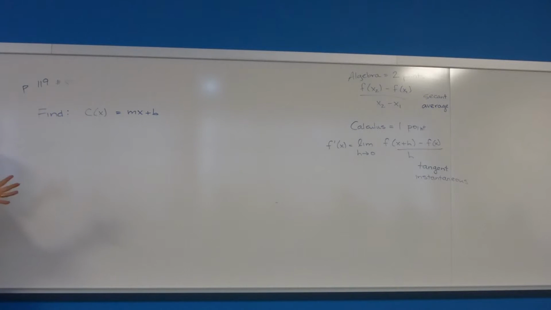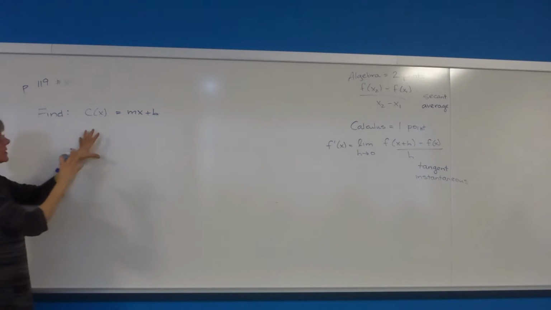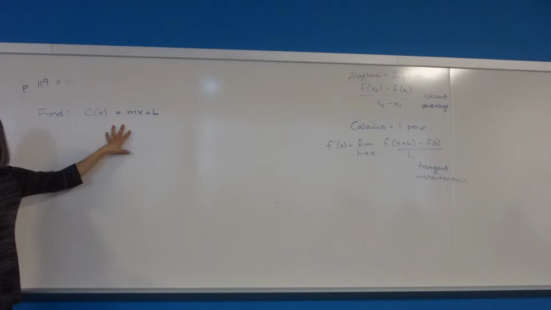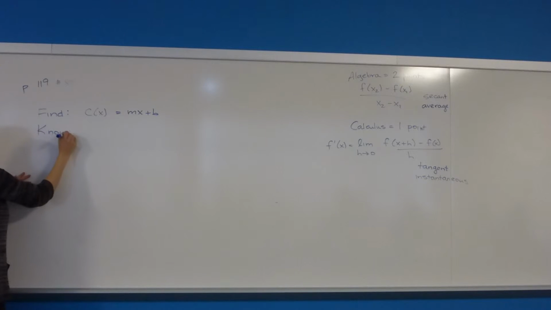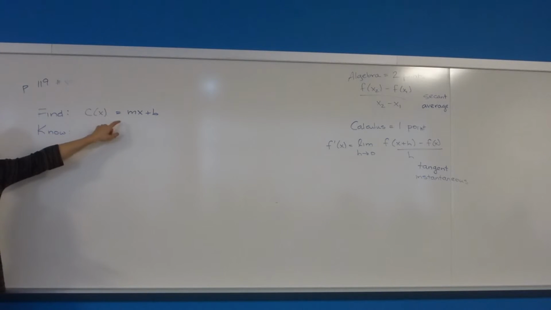Or you can write equation of a line, however you want to do this, but this is what I'm aiming for. So if I'm trying to find the equation of a line, now I need to go back to my problem and see what information I have and write it down in a way that makes sense to find this. To find the equation of a line, what do I need? A point and a slope. Or 2 points. Okay, so let's look at what we have.